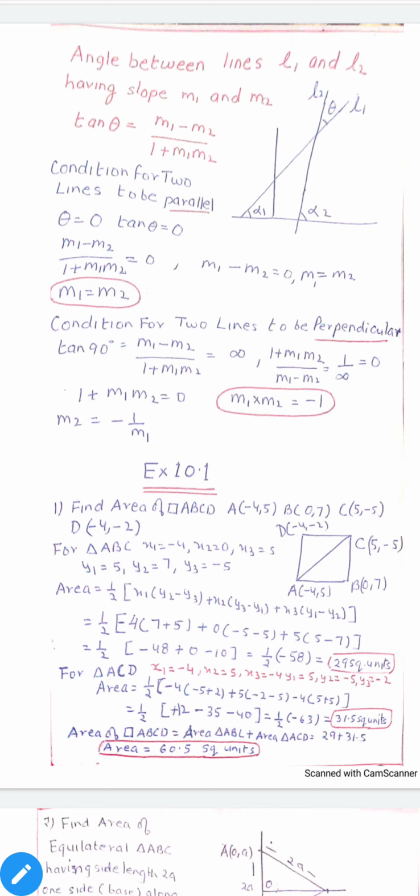Exercise 10.1, question number 1. Find the area of quadrilateral ABCD where the coordinates of ABCD are given. For triangle ABC, using the formula x1 (y2 minus y3) plus x2 (y3 minus y1) plus x3 (y1 minus y2), we get the area of the triangle as 29 square units. For triangle ACD, we get the area 31.5 square units. The total area is 29 plus 31.5, that is 60.5 square units.